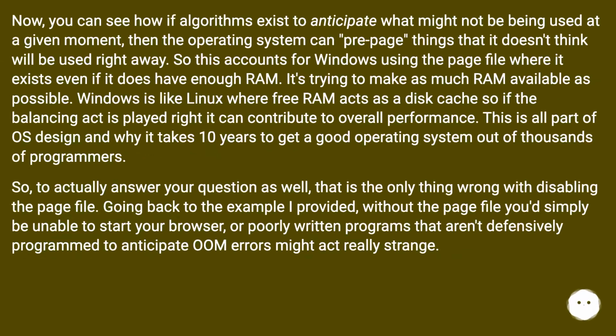Now, you can see how if algorithms exist to anticipate what might not be being used at a given moment, then the operating system can pre-page things that it doesn't think will be used right away. So this accounts for Windows using the page file where it exists even if it does have enough RAM. It's trying to make as much RAM available as possible. Windows is like Linux where free RAM acts as a disk cache, so if the balancing act is played right, it can contribute to overall performance.